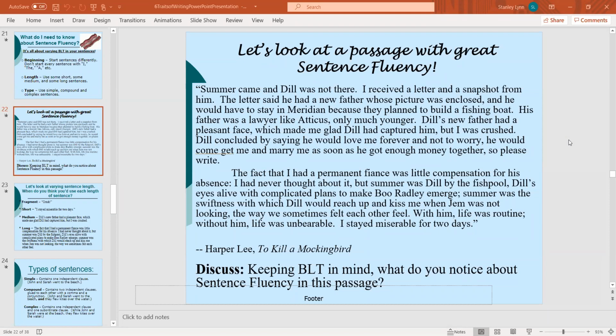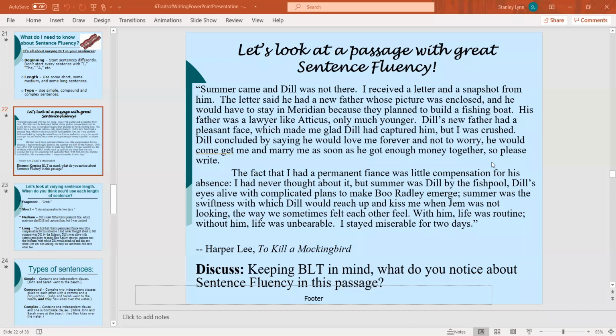Dill concluded by saying he would love me forever and not to worry. He would come get me and marry me as soon as he got enough money together. So please write. The fact that I had a permanent fiance was little compensation for his absence. I had never thought about it, but Summer was Dill by the fish pool, Dill's eyes alive with complicated plans to make Boo Radley emerge. Summer was the swiftness with which Dill would reach up and kiss me when Jim was not looking, the way we sometimes felt each other feel.